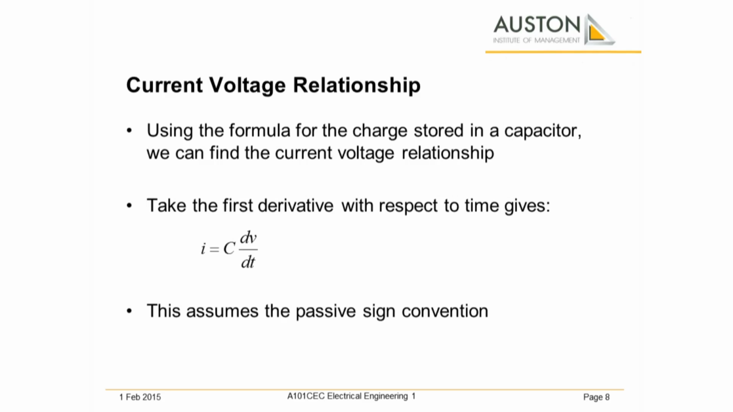Current only flows in a capacitor if the voltage across the capacitor changes. That is the reason why it is able to block DC signals, because in DC, the voltage is constant. Thus, there is no current flowing through the capacitor. Whereas in AC, the voltage is constantly changing. Thus, current flows through the capacitor at AC.